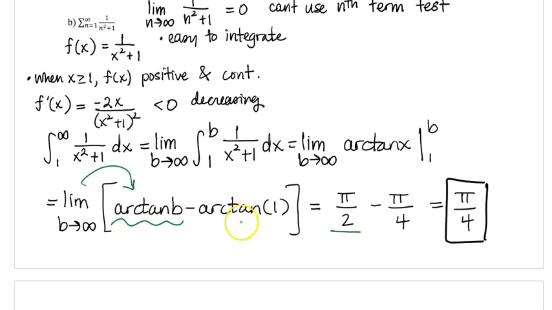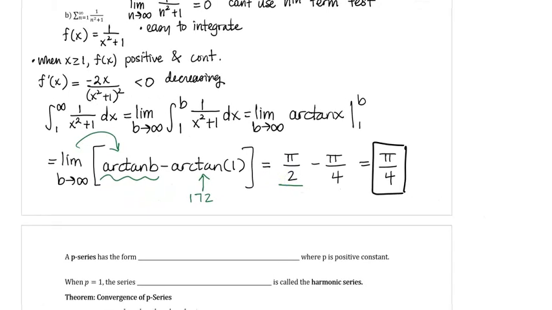And then to evaluate arctan of 1, I'm using Math 172, inverse trig. What angle between negative pi over 2 and pi over 2 has a tangent value of 1? That angle is pi over 4. That's where this comes from.